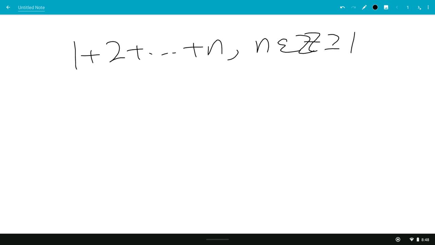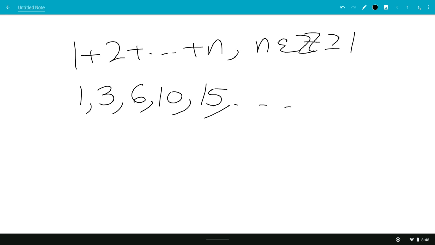So the first term is 1. Then 1 plus 2 is 3. Then if we plug in 3, n is 3, we'll get 6. N is 4, we'll get 10. N is 5, we'll get 15. And so on.